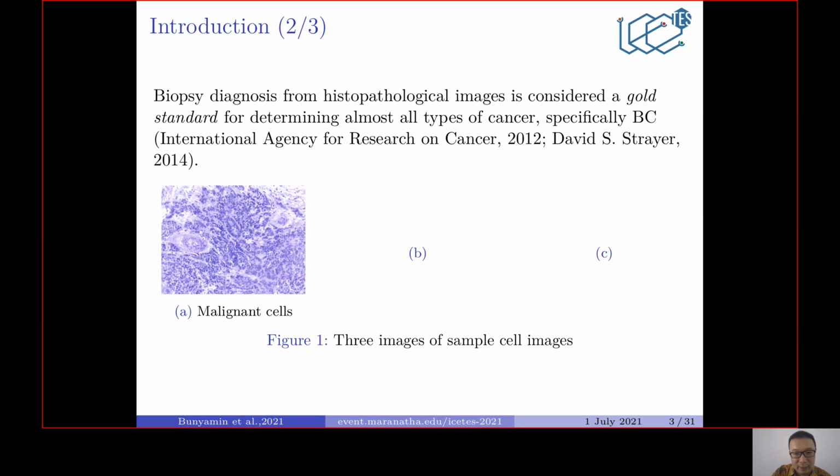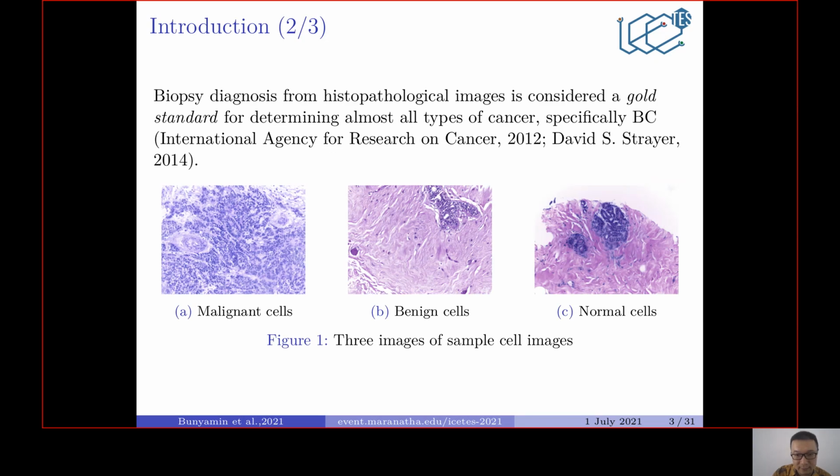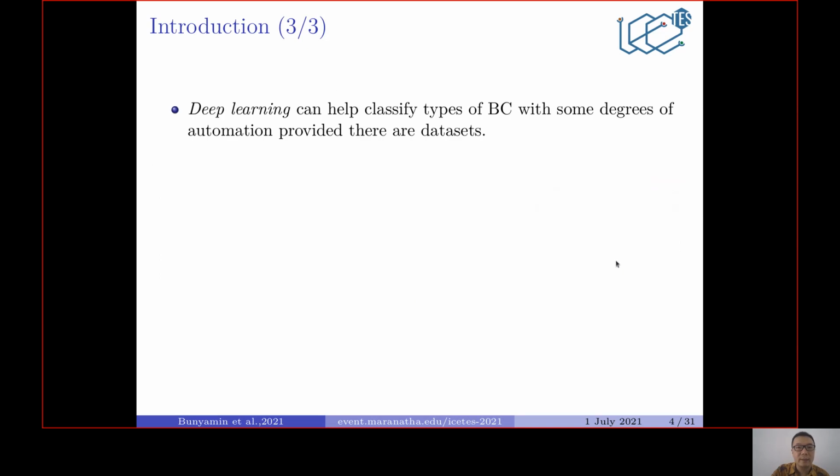Okay, this is a sample of our datasets. This is the malignant, the most dangerous breast cancer cells. This is benign, less dangerous. This is normal. And we use deep learning to help detect and classify types of breast cancer.